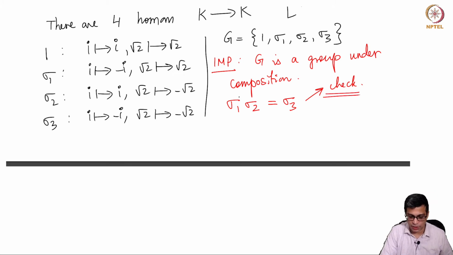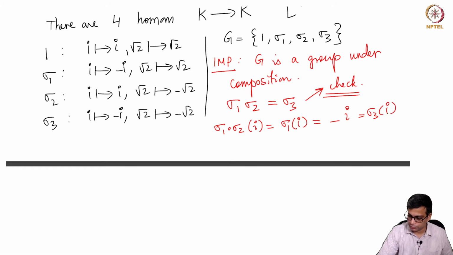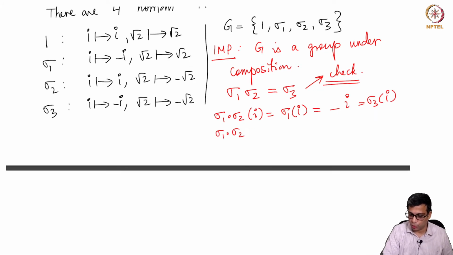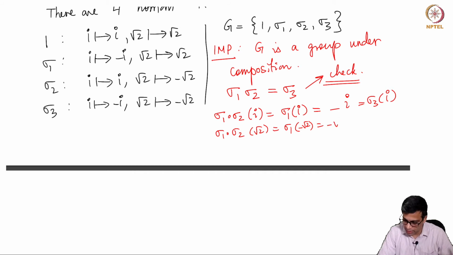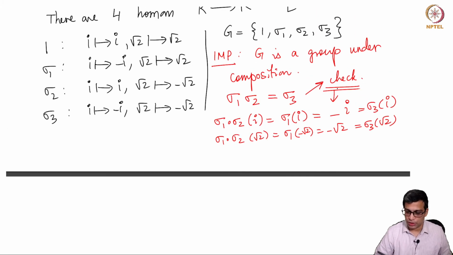So the composition of sigma 1 and sigma 2, for example: what is sigma 1 composed with sigma 2 of i? This is sigma 1 of sigma 2 of i, which is sigma 1 of i, which is minus i, which is exactly sigma 3 of i. Similarly, sigma 1 composed with sigma 2 of root 2 is sigma 1 of minus root 2, which will be minus root 2, because sigma 1 of root 2 is root 2, and this is sigma 3 of root 2. I have actually checked this. So this is a group.